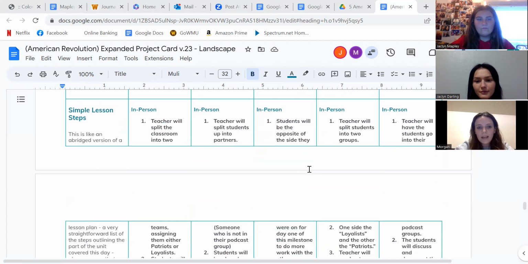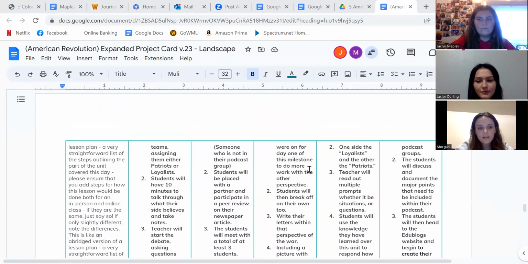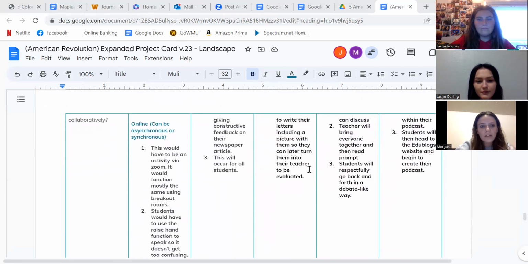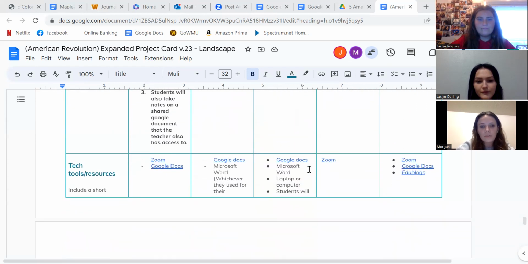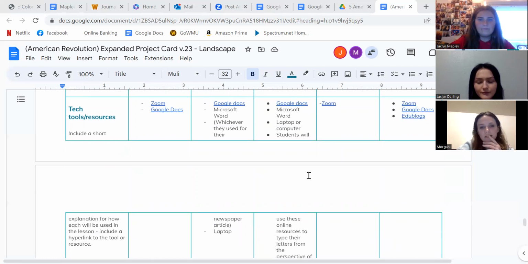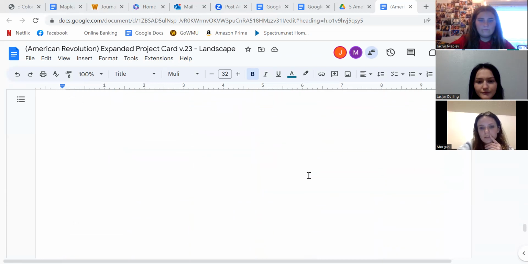And then we have, let's see. Oh, so this is just more of our lesson steps. And then if you scroll down there, where did it go? And more online resources, I think. Yep, down at the bottom. So that's more of the online resources.